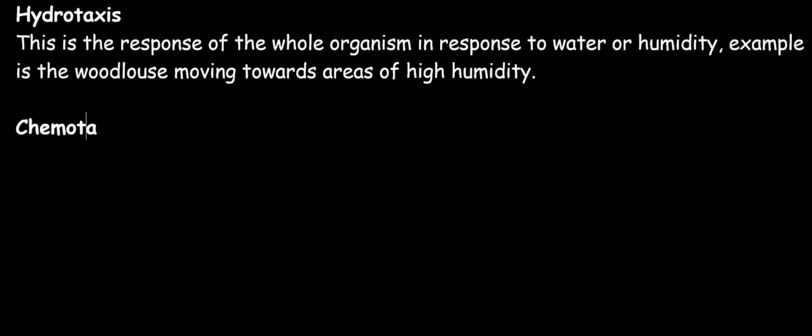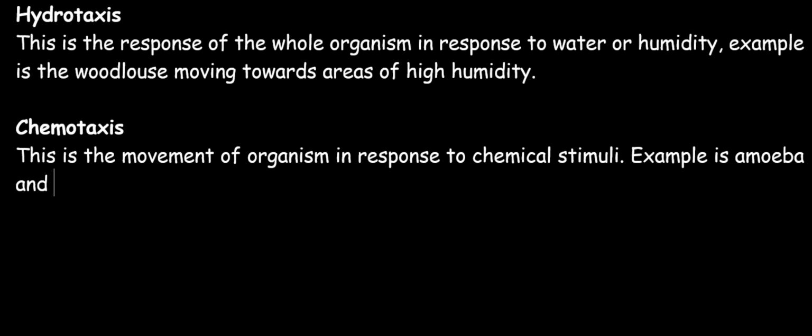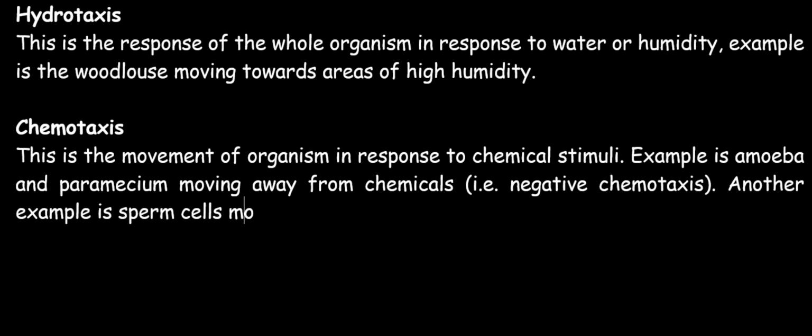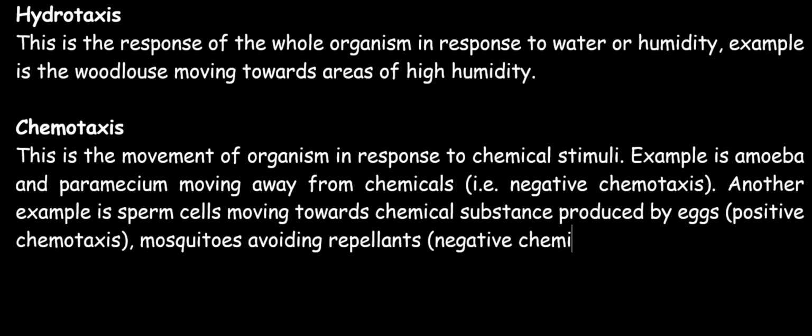How about chemotaxis? What is chemotaxis? Chemotaxis is the movement of organisms in response to chemical stimuli. An example is the organisms amoeba and paramecium moving away from chemicals. This is an example of a negative chemotaxis. Another example is the sperm cells moving towards the chemical substance produced by the eggs or oocytes. This is known as a positive chemotaxis. Another example yet is mosquitoes avoiding repellents. That is, when you wear a mosquito repellent or you spray it, the mosquito avoids it. This is a negative chemotaxis.